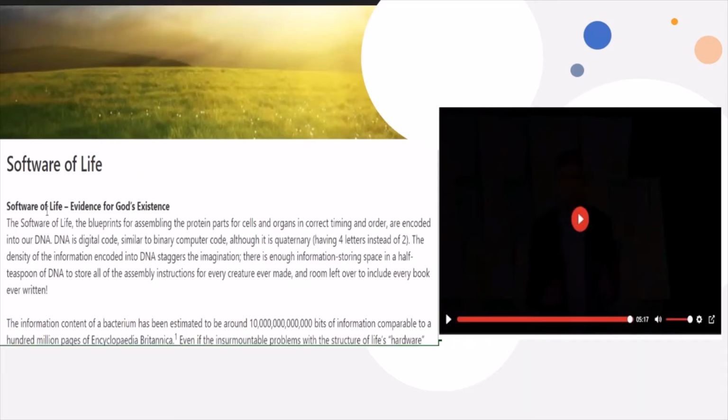True. Peace. Kens, I'm going to hit this article up. It's called Software of Life, man. Keep the slang, right? Software of Life, Evidence for God's Existence.